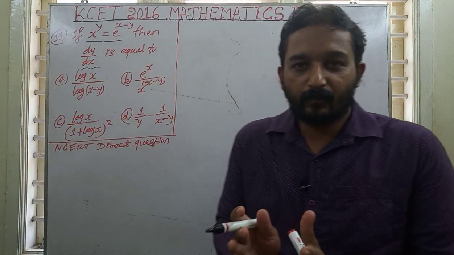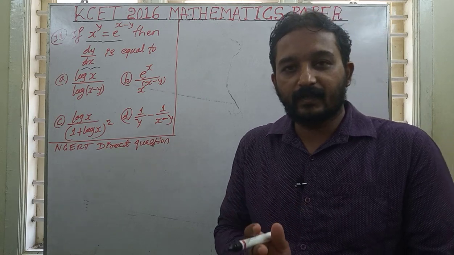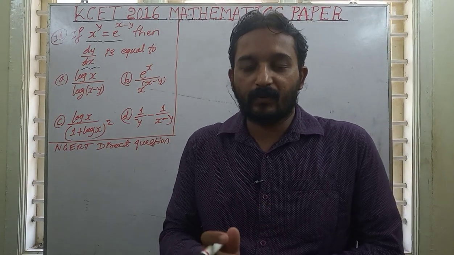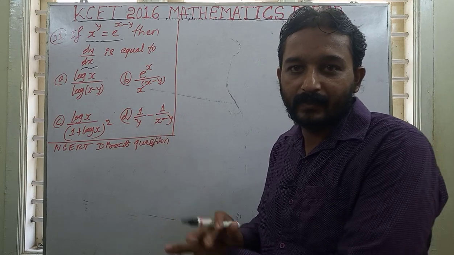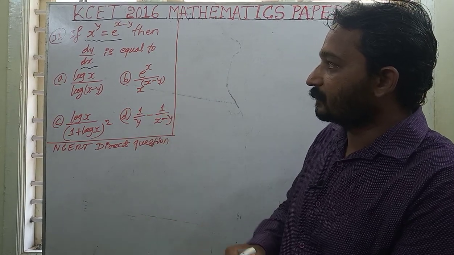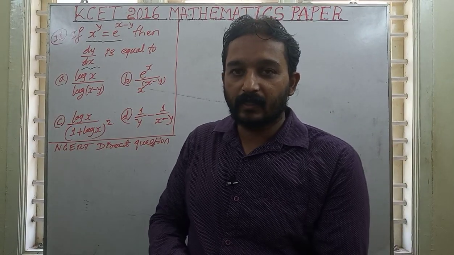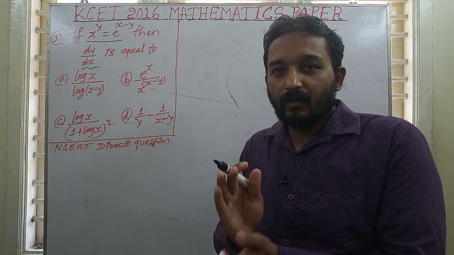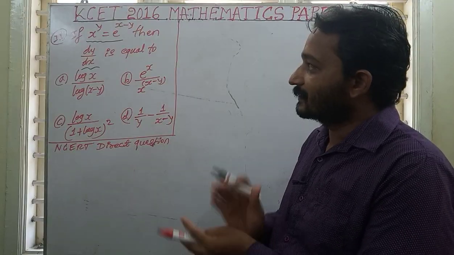So in this video I am going to solve KCET 2016 mathematics paper part 2 from question number 11 to 20. So now let us move on to the first question. The first question is based on the chapter continuity and differentiation, particularly logarithmic differentiation. So let us see the question.